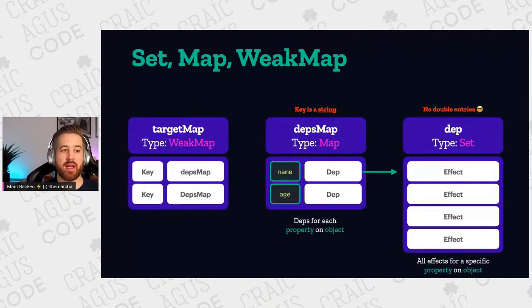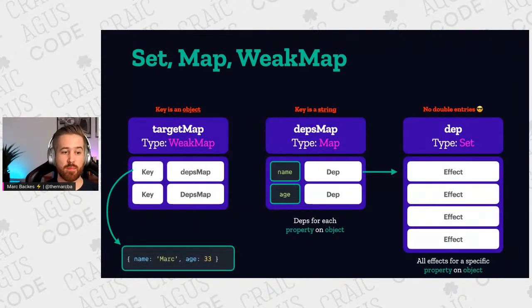Now the target map, it's a WeakMap. WeakMap is also a key value pair, but this is a little bit special because the key is not a string, the key is an object. So to visualize it, the key is an object, could be something like this, with a name and an age. And the depth map is this map of sets of effects.